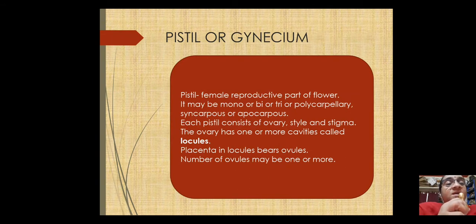Pistil is the female reproductive part. It may be mono-, bi-, tri- or polycarpellary, syncarpous or apocarpous. Each pistil consists of ovary, style and stigma, and the ovary has cavities called locules. You have learned certain things in taxonomy last year, bicarpellary, syncarpous, superior ovary, like this, isn't it? So I am just giving a recapitulation of those terms which you have learned last year. Now the placenta is present in the locules, which bears ovules. The number of ovules may be one or more.